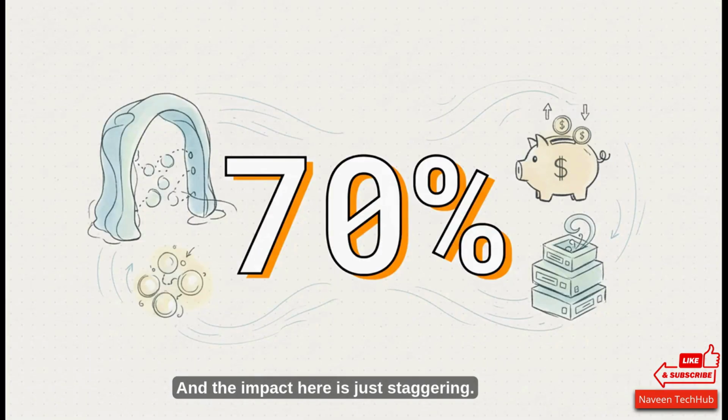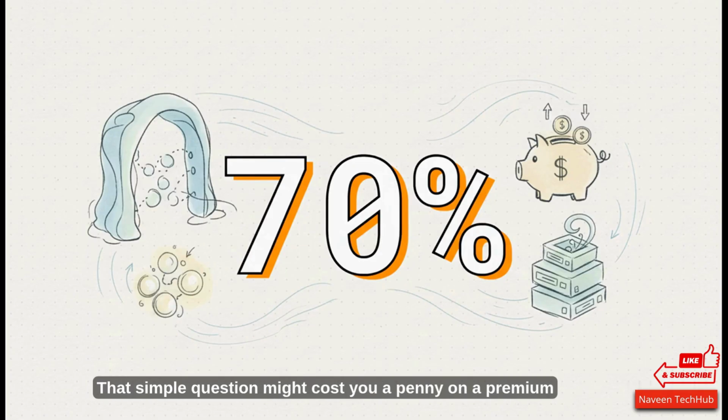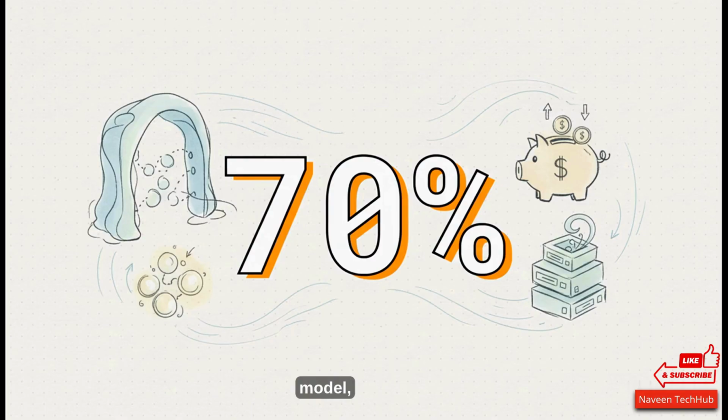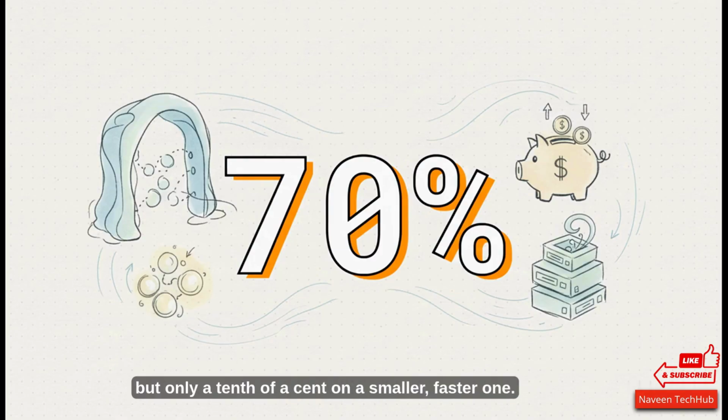And the impact here is just staggering. I mean, up to 70% cost reduction. How is that even possible? Well, think about it. That simple question might cost you a penny on a premium model, but only a tenth of a cent on a smaller, faster one. The gateway makes that perfect choice thousands of times a day. That's not a small optimization. That's a fundamental change that can determine if your product is even financially viable.